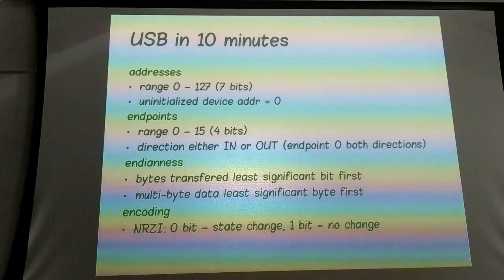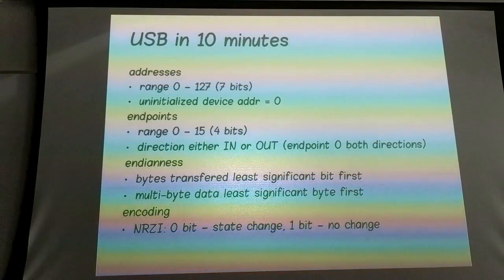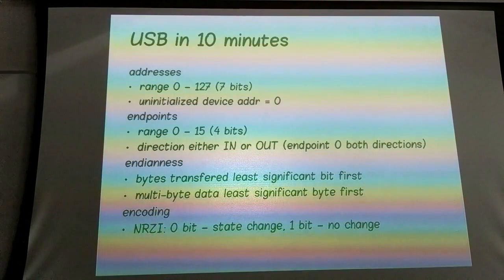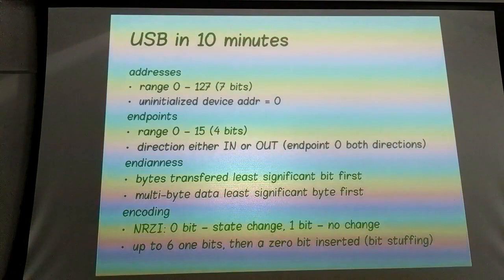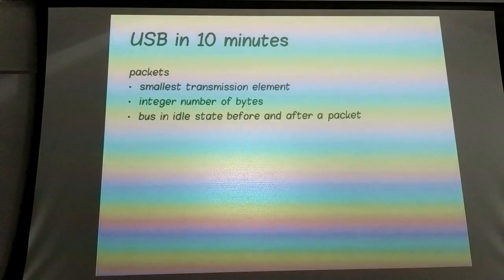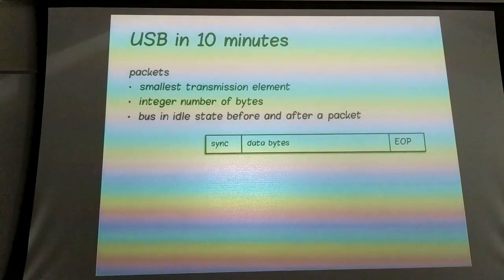Bytes are always transferred least significant bit first, and for multibyte data, the least significant byte is transferred first. Data are encoded using the non-return to zero inverted encoding scheme. Thus, for a 0-bit, polarity of data lines is changed, while for a 1-bit, there is no change in polarity. In order to avoid long periods of unchanged polarity when transferring a sequence of 1-bits, after 6 consecutive 1-bits, there's an automatic insertion of a 0-bit. This is called bit stuffing.